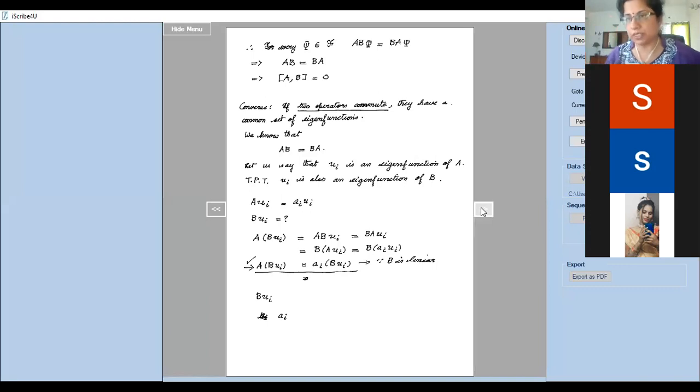Now we can have two options. One option is that ai is non-degenerate. The other is ai has a degeneracy of, let us say, n. n will be some positive integer. So we can have two options, that it is non-degenerate or it has a degeneracy of n. And the way we tackle the two situations is going to be slightly different.